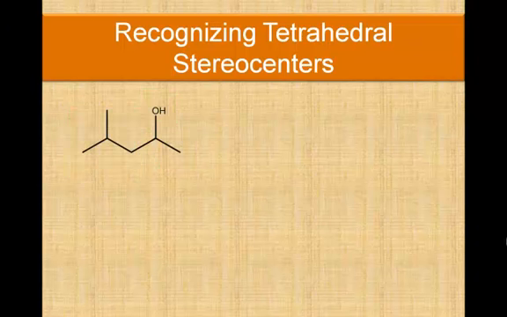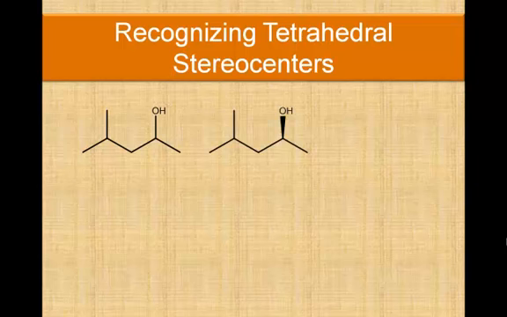The representation that I'm showing you is not indicating any stereochemistry or any configuration of the stereocenter. This could be one isomer or the other isomer, or it could be a mixture of isomers, and you would have no way of knowing this.